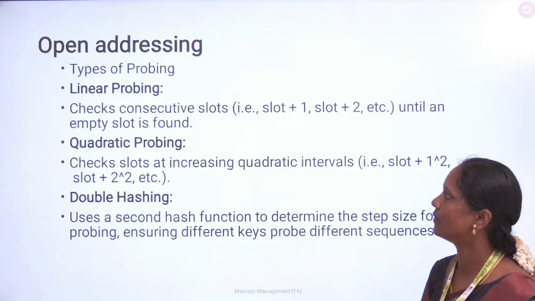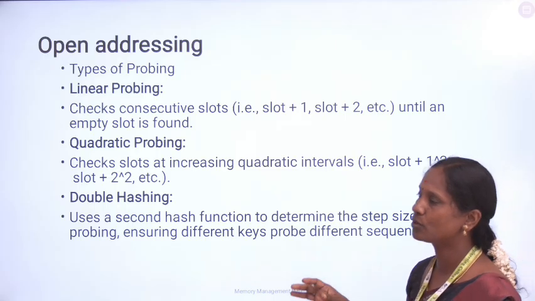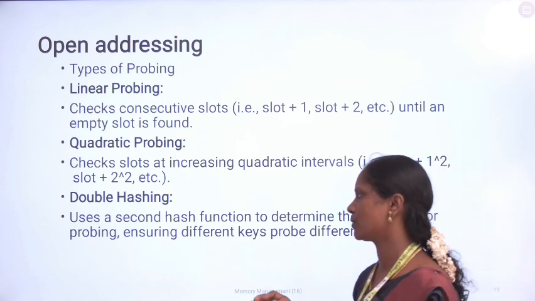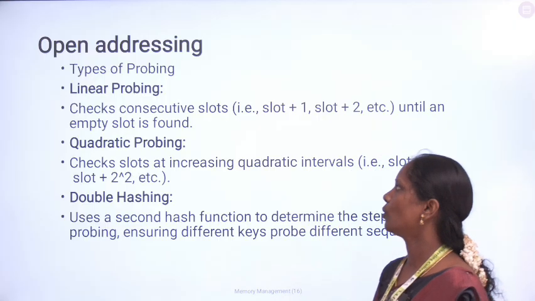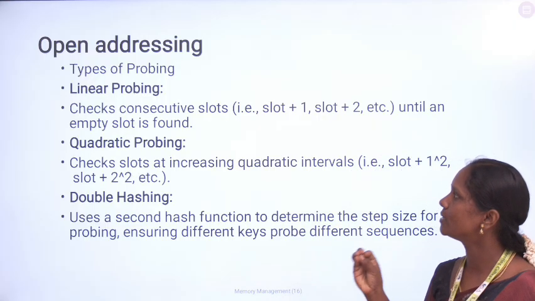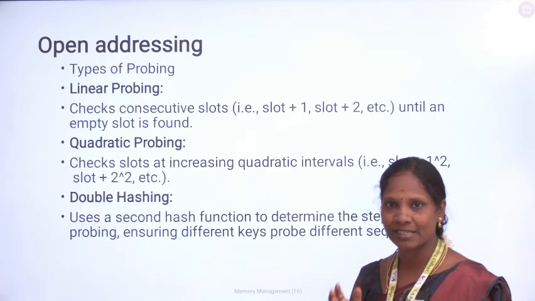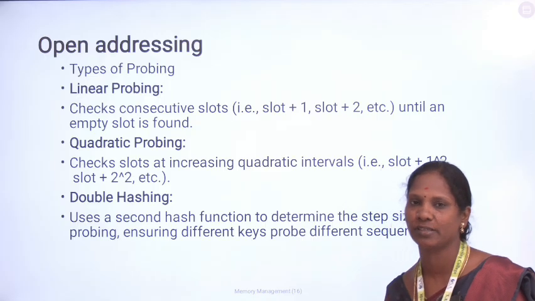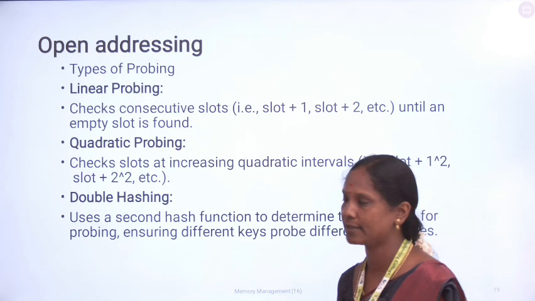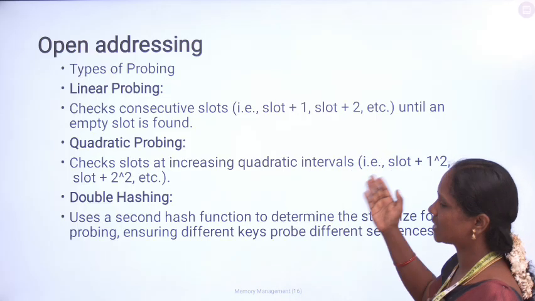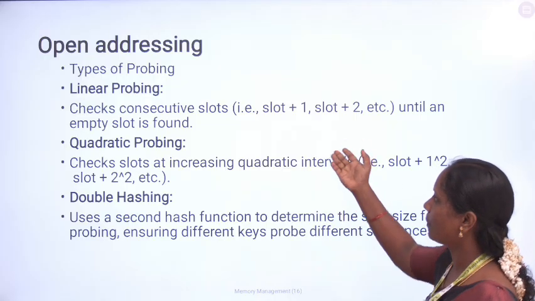So open addressing has types of probing: linear probing, quadratic probing and double hashing. So it has 3 types of probing. So what is linear probing? It checks consecutive slots. Consecutive slots means we have a number of slots, and those slots are divided step by step: slot 1, slot 2, slot 3, slot 4. This is for linear probing.